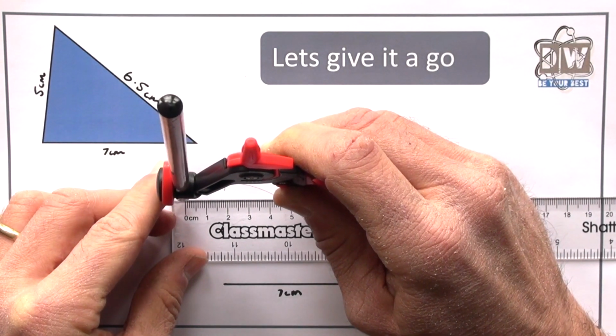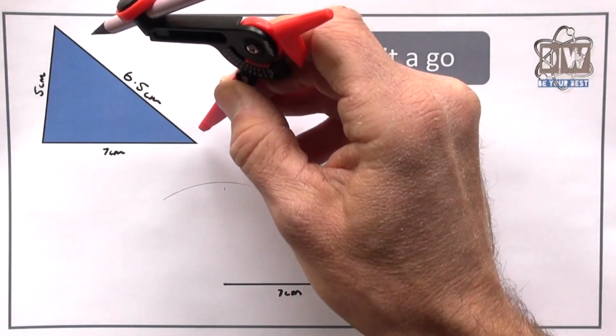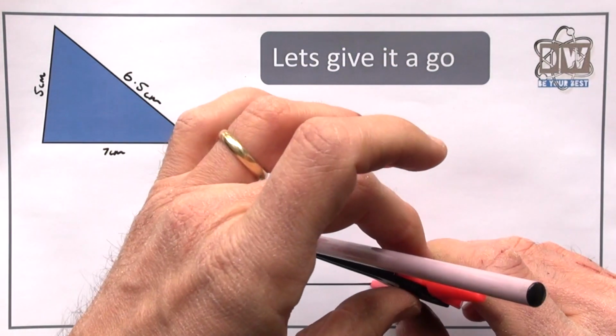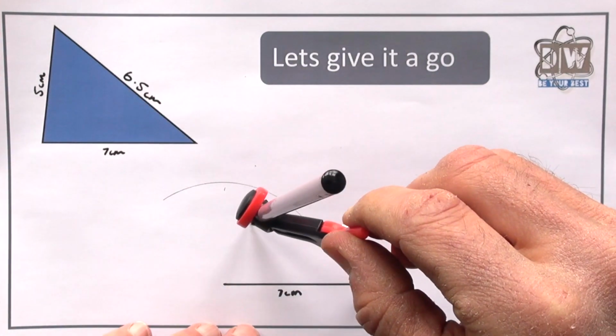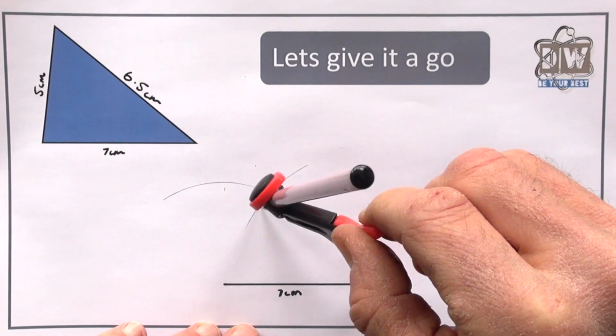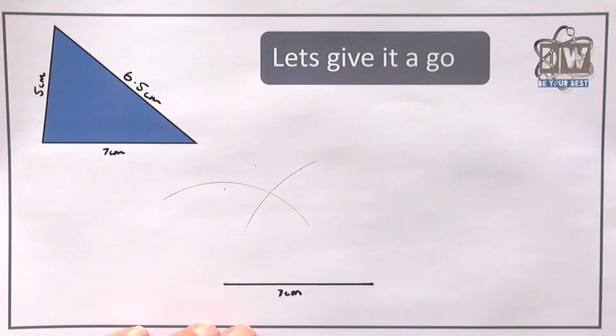Make that slight adjustment, and there we go, we've got 6.5. And this is going to be for this side here, so I'm going to place it on there like that. And again, I'm going to make a sweeping line, and where those two lines meet is the point where I'm going to make the connections.